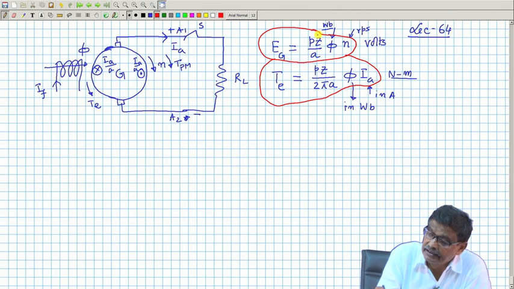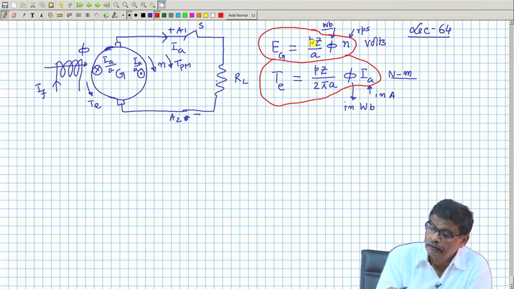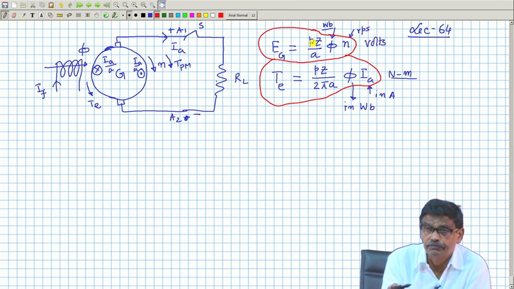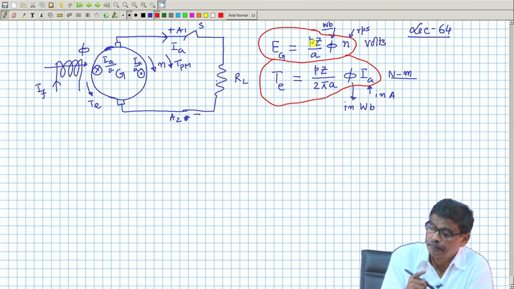Remember, P z by A is a constant of a machine. Now, the constant appearing in the generated voltage and the constant appearing in the torque expression differ by a factor of 2 pi. You should be very careful about it.